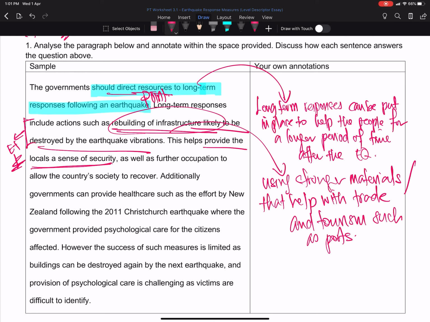Then the next sentence was supposed to be my link. Okay, how it can help society if you were to rebuild all this stuff? It will give locals a sense of security. It can allow the country to recover through further occupation. But as Hayden correctly pointed out, if this is supposed to be a link, I can't tell why suddenly there's occupation involved. I can say further that the construction work can help with the occupation, can provide more occupation, so that people will have jobs to do. Remember in the Nepal case study, they don't have a job. They don't have any source of income. So the fact that government wants to rebuild infrastructure can say that there are jobs for them now.